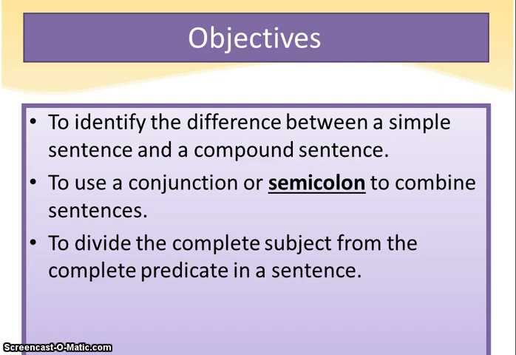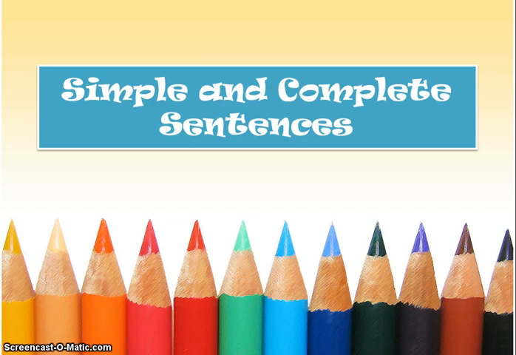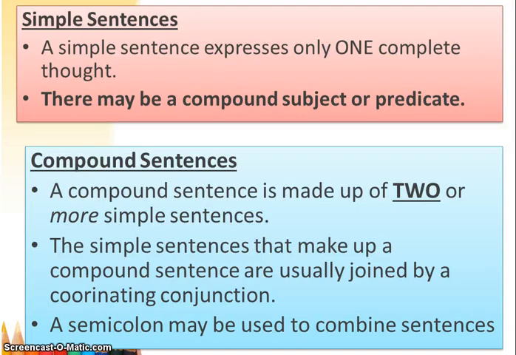We're going to use a conjunction, which is not new, but we're also going to try to use the semicolon to combine sentences, and that is the new topic in that area. We're also going to learn to divide the complete subject from the complete predicate in a sentence. I should say we are going to review, because that is review for sure. Simple and complete sentences. So here we have the definition of a simple sentence. A simple sentence expresses only one complete thought, and there may be a compound subject or predicates, but we have already discussed that at length.